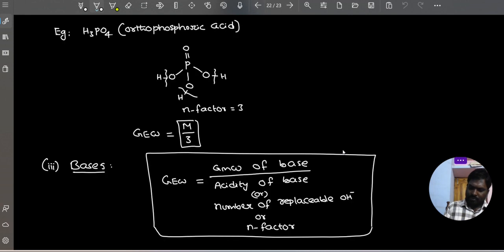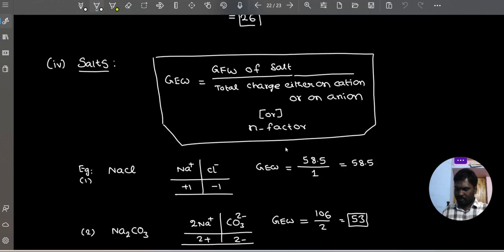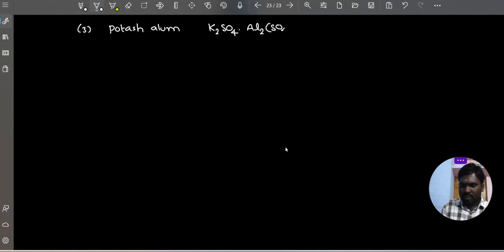Now moving to the next page. Example 3. Potash alum. What is the chemical formula? K2SO4.Al2(SO4)3.24H2O. You know this is a double salt. K2SO4.Al2(SO4)3.24H2O, potash alum.